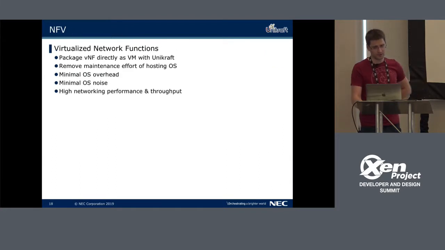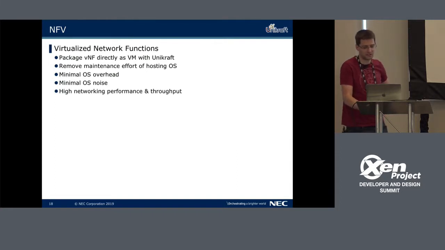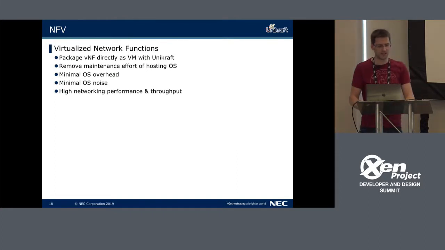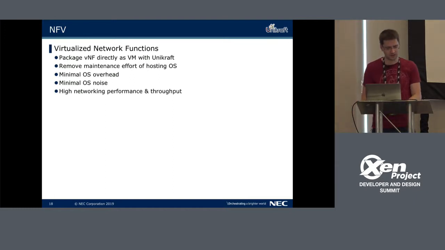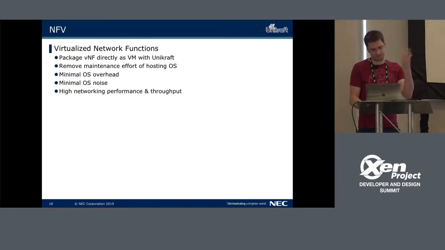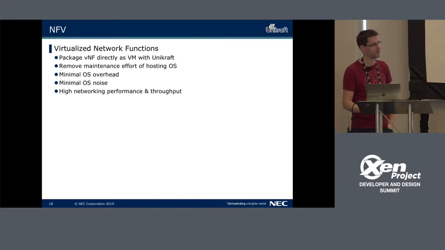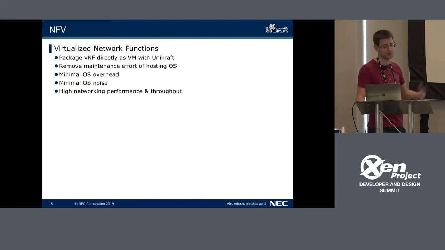Another area we're looking at is NFV, so virtualized network functions. The idea here is to package the network functions directly as a virtual machine with Unikraft. That removes the maintenance effort for, let's say, today's virtualized NF functions where you have a standard OS underneath. You get rid of it. You don't have all these tools around that you also need to maintain and care about. So reduced attack vector too.